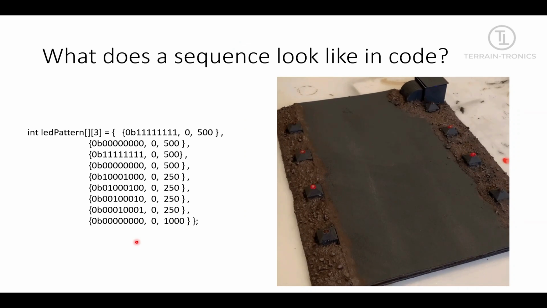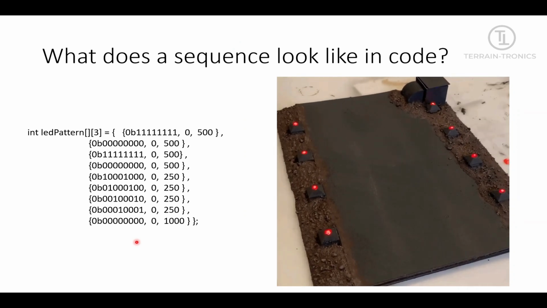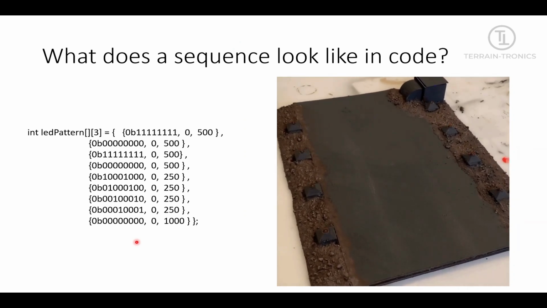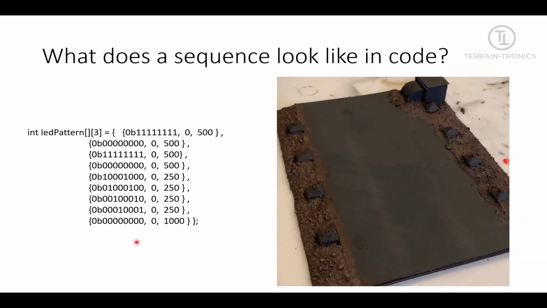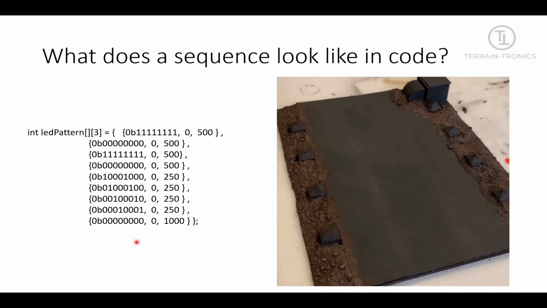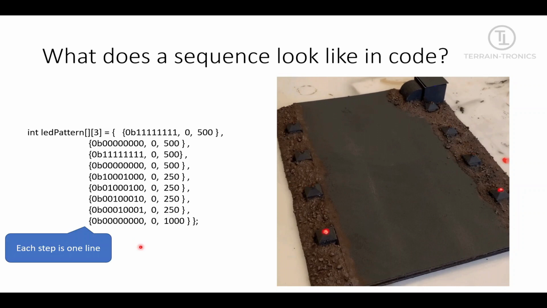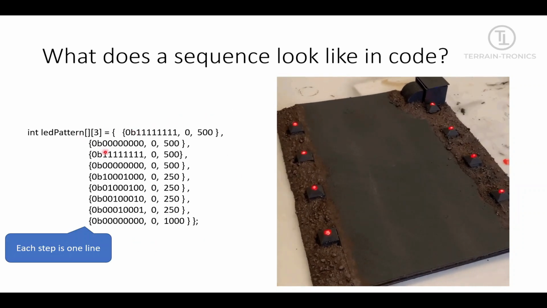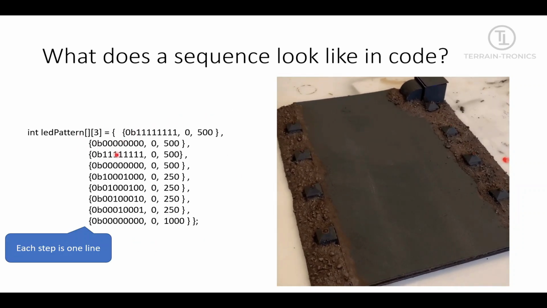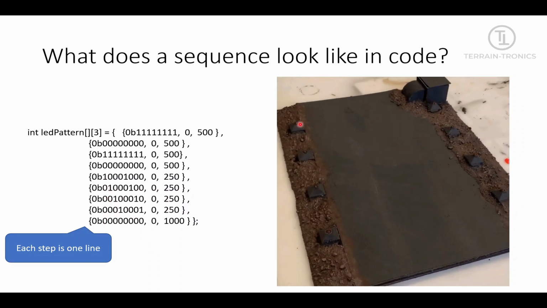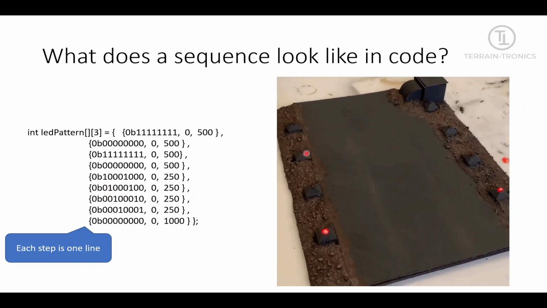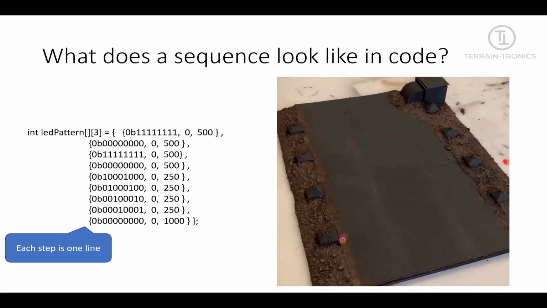So let's have a look at what the sequence looks like in code, right? This is my airstrip that I made, and this looks pretty complex. But when we break it down, if we look in the code that I wrote, it's actually pretty simple. So each step in our sequence is one line. So there's 1, 2, 3, 4, 5, 6, 7, 8, 9 steps in this, right?